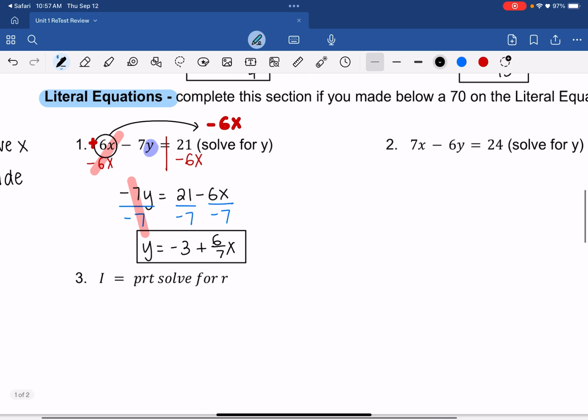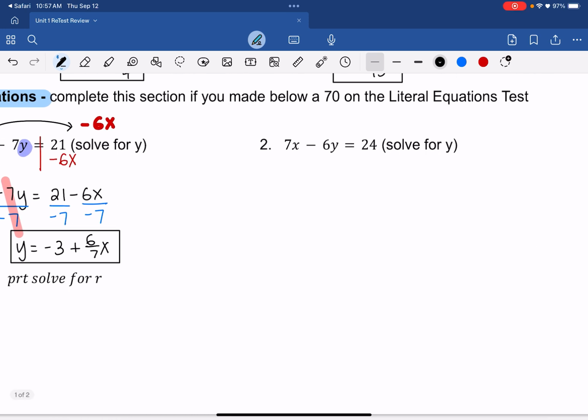All right, so let's do it again here. Again, move X, right? So we're going to move 7X to the other side. So in order to get 7X to be 0 X's, I've got to subtract 7X. But what I do on one side, I have to do to the other.